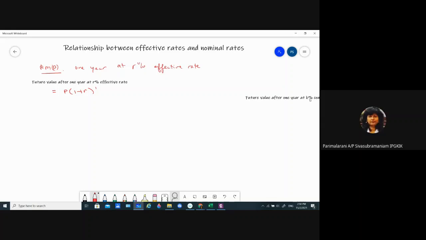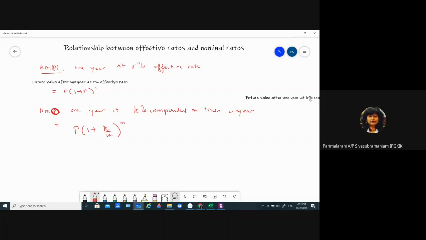And if you invest the same amount for 1 year at K% compounded M times a year, then you get P into (1 plus K over M) to the power of MT. But because your T is 1 year, so T is 1. So this is to the power of M, correct?